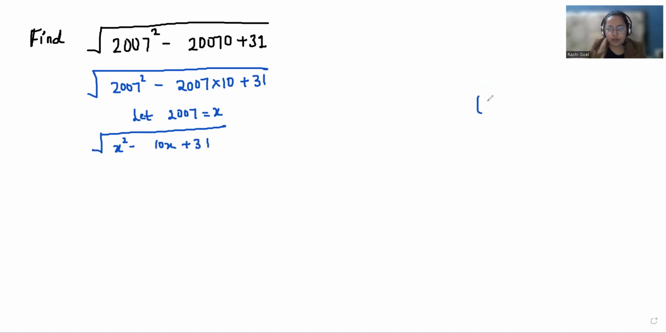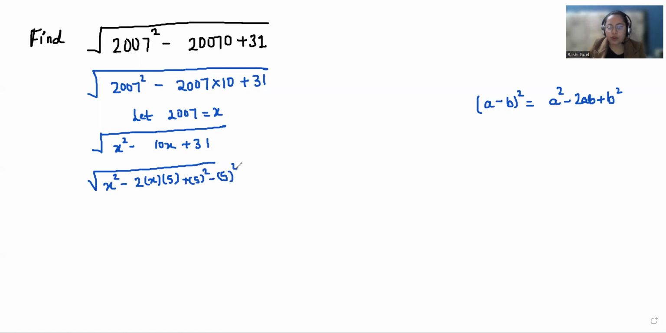Now here I'm going to use the formula of (a minus b) whole squared, that is a squared minus 2ab plus b squared. So we can write this in terms of this formula as x squared minus 2 times a, that is x, times b, 5. So b squared will be 5 squared. If I add 5 squared, I have to subtract 5 squared also to keep the balance. Now it becomes the formula of (x minus 5) whole squared.